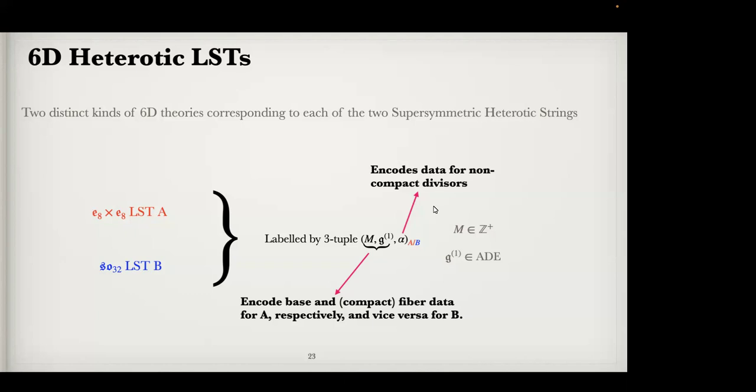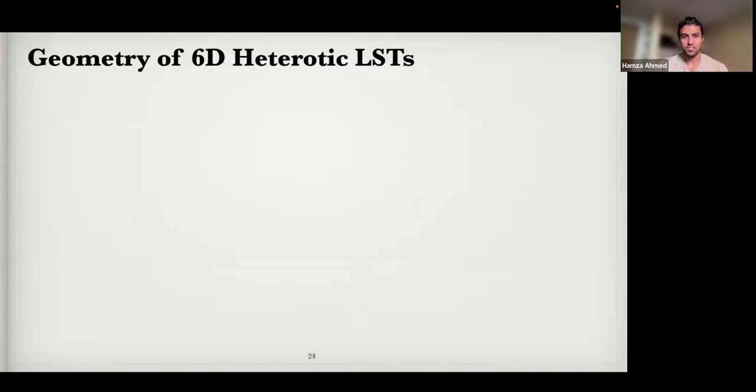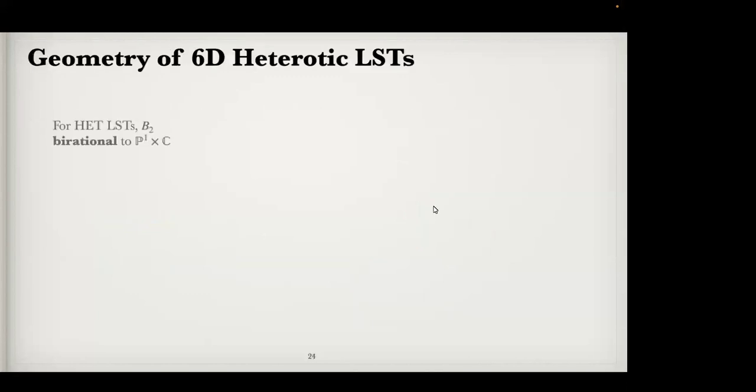So will you tell us the geometrical interpretation in terms of the fiber K3s? Yeah, it's the next slide. Okay, great. Yeah. So good.